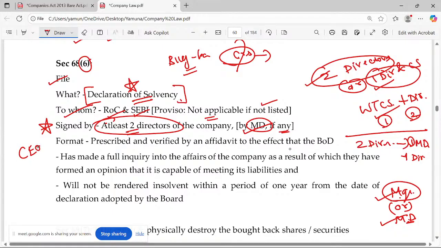CEO, is he a director? Chief Executive Officer. How can you recognize whether a person is a director or not? Seeing the designation itself. Managing director, director. Full-time director, director. Executive director, director. Independent director, director. CEO, not a director. CS, obviously company secretary. CFO, not a director. COO, Chief Operating Officer, no. The names say they are other KMPs, key managerial persons, but they need not be directors.